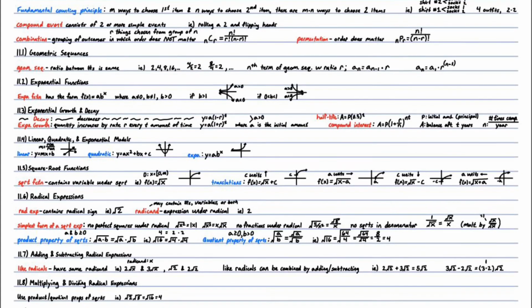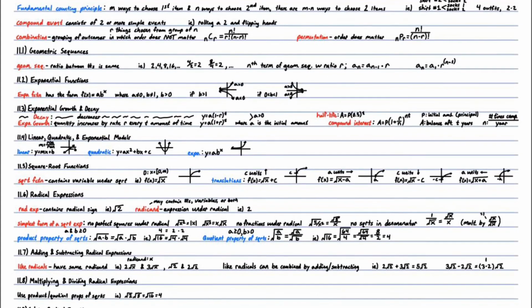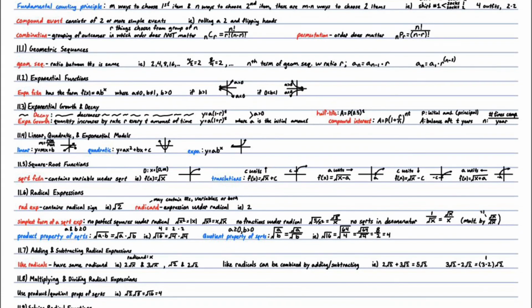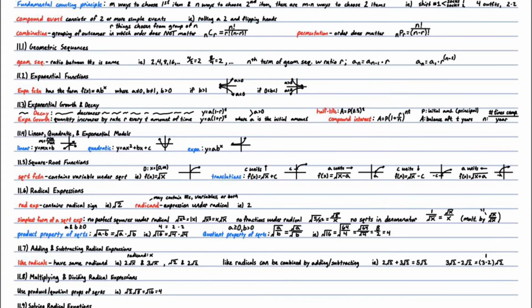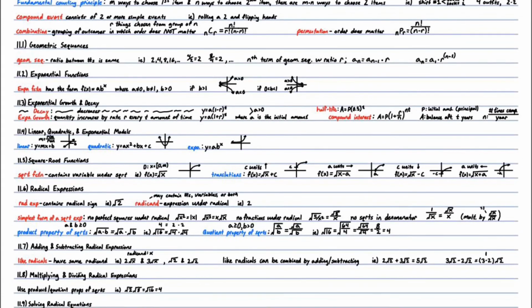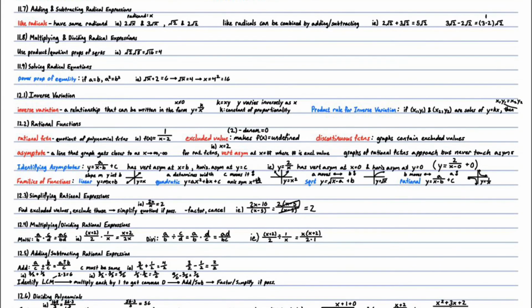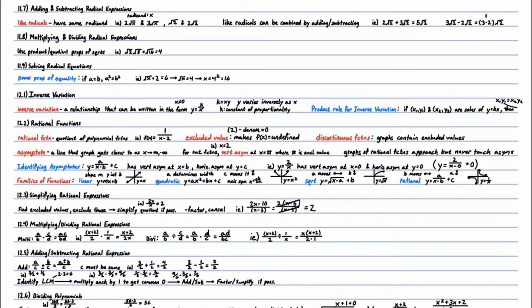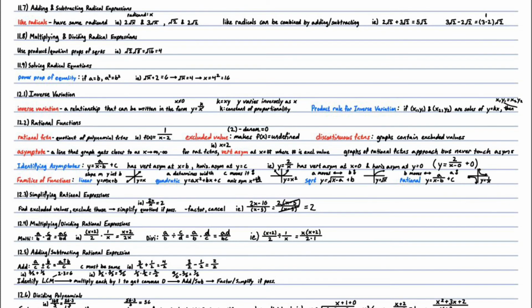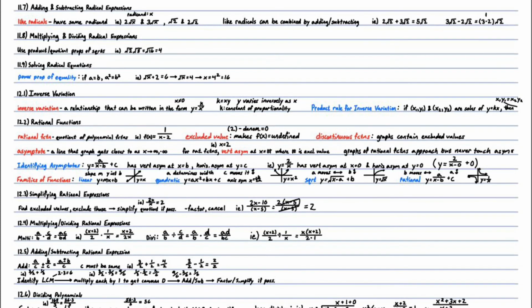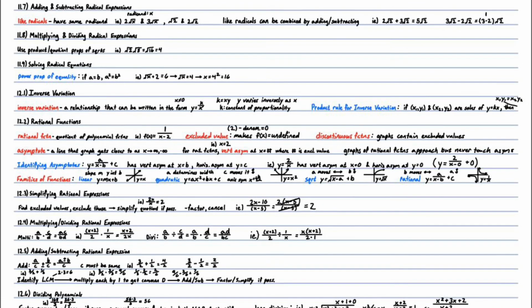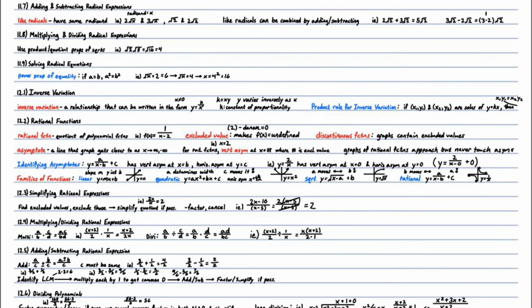Product property of square roots. The square root of a product ab equals the square root of a times the square root of b. Quotient property of square roots. The square root of a quotient a/b equals the square root of a divided by the square root of b. Adding and subtracting radical expressions. Like radicals have the same radicand, i.e., 2√x and 3√x are like radicals because x is x. Like radicals can be combined by adding and subtracting, keeping the radicand the same, i.e., 2√x + 3√x = 5√x.